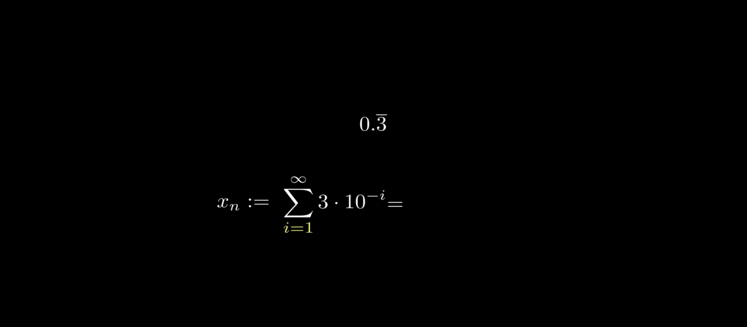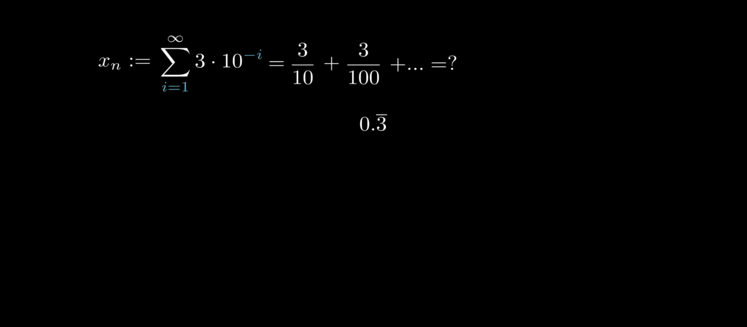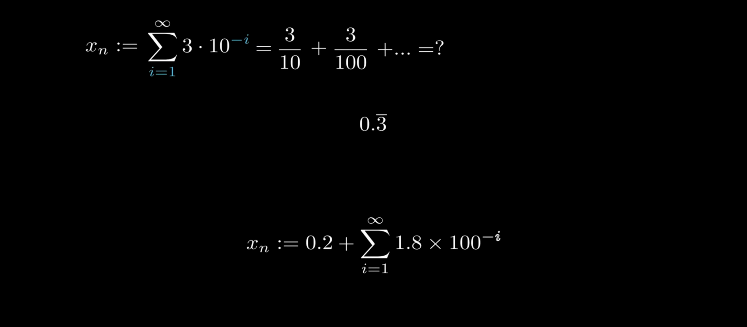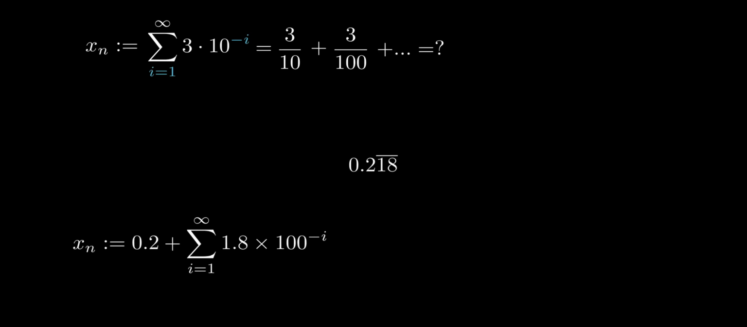Now, if we start with i equals 1 and plug it into the element, we get 3 over 10. Then, when i equals 2, we get 3 over 100, and we add 3 over 10 and 3 over 100, and so on. How do we solve this sum? How about other repeating decimals, such as 0.218 repeated?